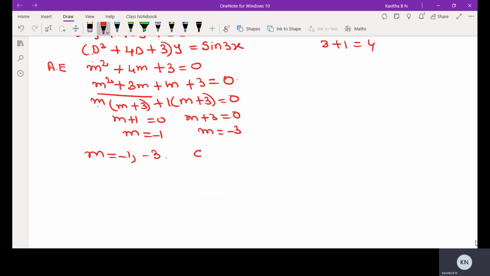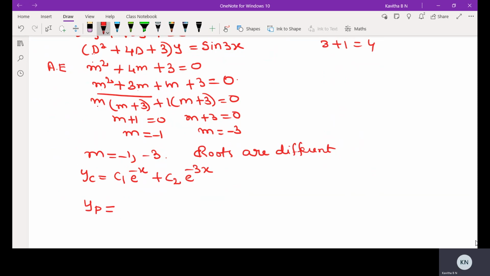Then write the complementary function. Here the roots are different, so yc = c1 e^(-x) + c2 e^(-3x). Then we need to find yp. yp = φ(x) divided by f(D).